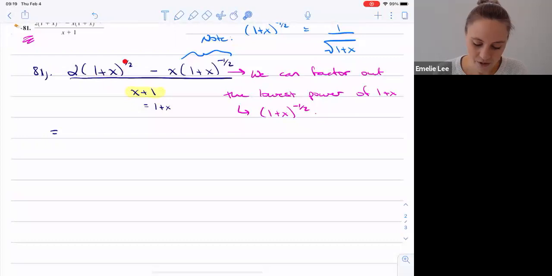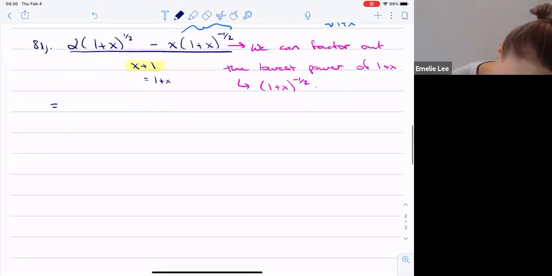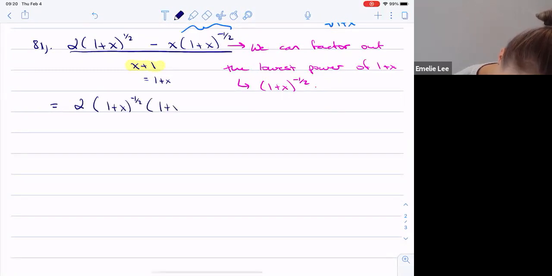What do you have to do? You have to rewrite this. If I've decided this is my lowest power, then I should be able to rewrite this term, (1+x)^(1/2), as some factor of (1+x)^(-1/2). So you need to think, if I need to extract a negative 1/2 from 1/2, remember, if you have the same base, then you add those exponents. So if I'm pulling out a negative 1/2, to get it back to positive 1/2, I need to add 1. And so that's how we're going to factor this thing. So we get 2 times (1+x)^(-1/2) times (1+x).